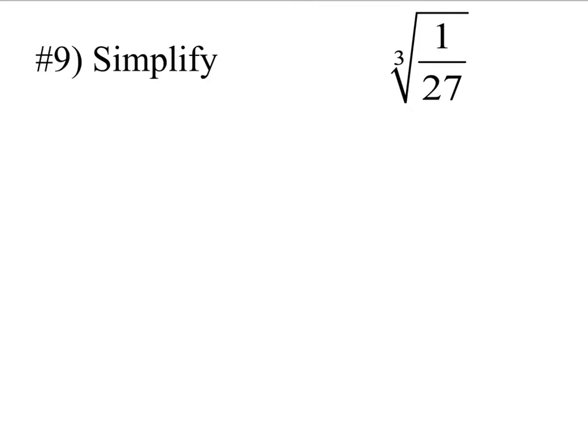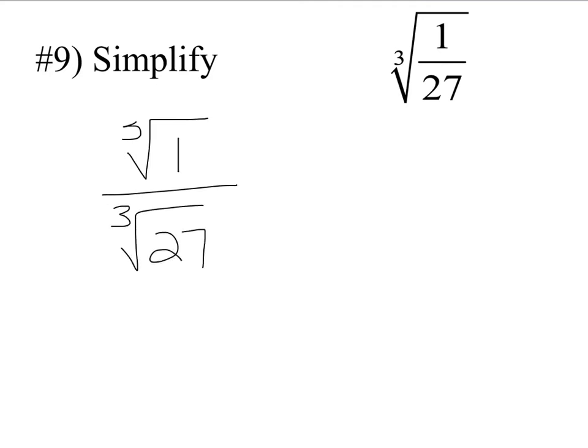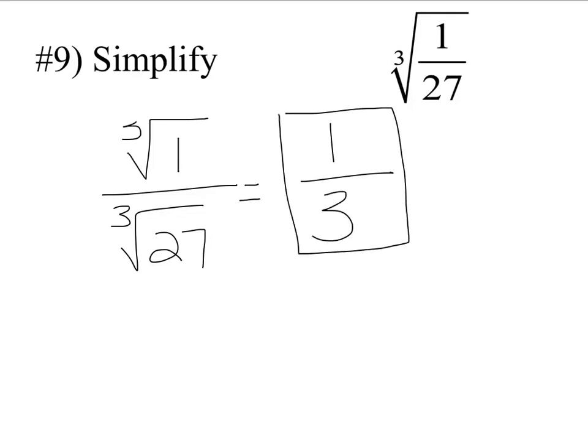Here we have the cube root of 1 over 27. So again, I'm going to use the quotient rule to break it up as the cube root of 1 over the cube root of 27. The cube root of 1 is 1, and the cube root of 27 is 3. So your answer is just 1/3.